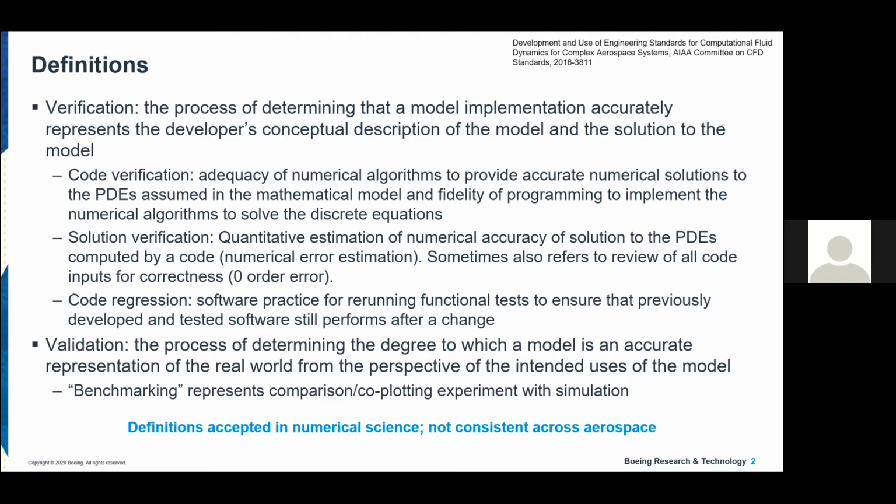Another aspect which Erik touched on is code regression. This is basically making sure that we have the appropriate software practices in place to ensure that once we have developed and tested software, it still remains valid for particular unit problems. Validation, on the other hand, is really the process of determining how well this model represents the real world. Verification is focused on the numerical implementation and making sure that it's consistent with the model, whereas validation is that step of saying, does this model make any sense?